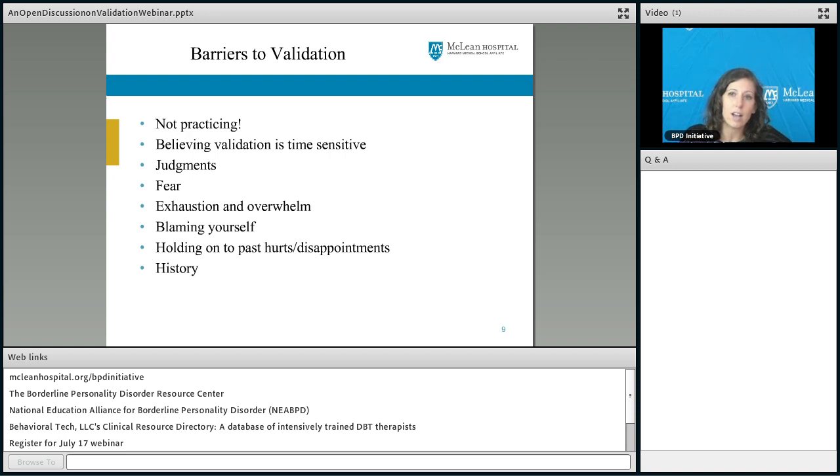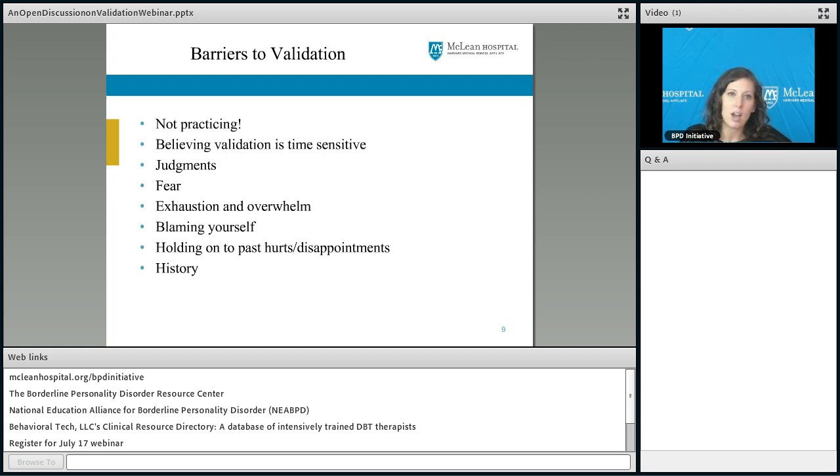So the barriers to validation are not practicing. Validation is a skill like all of these skills. We have to practice it. Some people are better at it than others. It's something that you want to practice in low-intensity situations, maybe with people that are easier, maybe more forgiving in your life, so that you can use it in those more high-intensity situations.